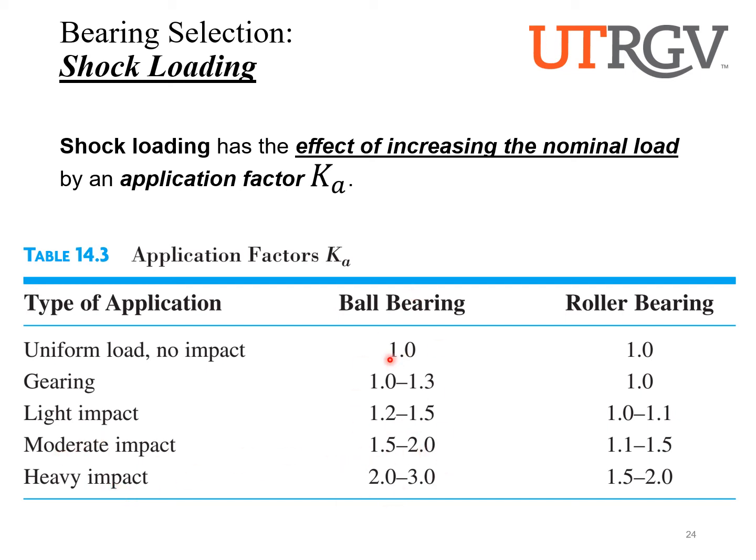Those are for the ball bearings, and you can see those factors are much lower for the roller bearings. When you do the homework, you're going to have to pay attention to these keywords. So, oh, there's gearing and it's under light impact or heavy impact. As you're reading those problem statements, that's what it means. It's signaling you to come over here and pick an appropriate application factor.